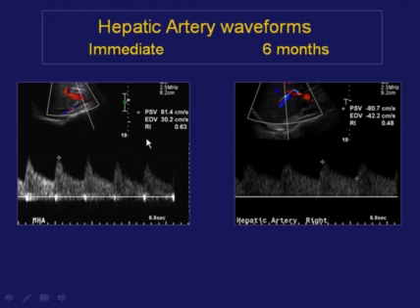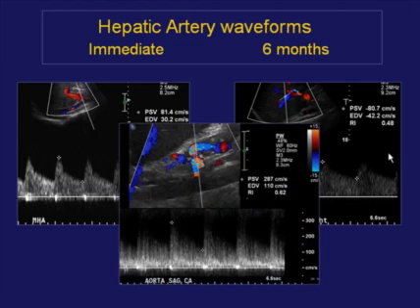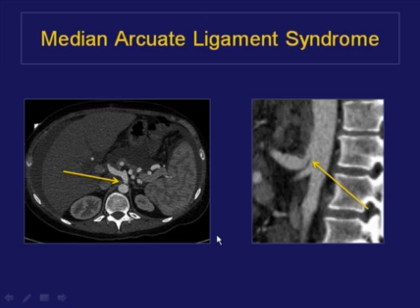Here's another patient. The immediate post-operative waveforms in the hepatic artery were fairly normal with a low normal resistive index, and 6 months later the resistive index had decreased. We went looking around and you scan a variety of vessels, and we noted that at the relative origin of the celiac axis there was an area of narrowing, and at this location we found relatively high velocities.